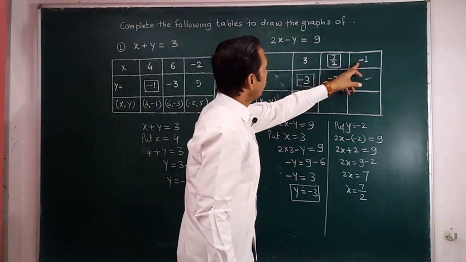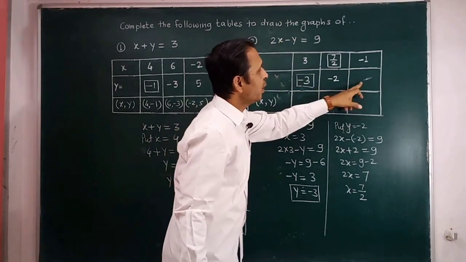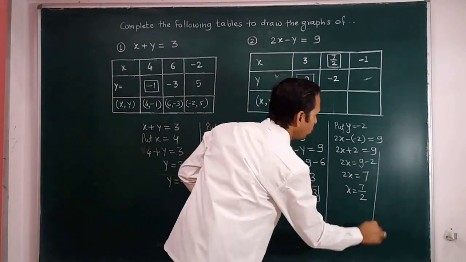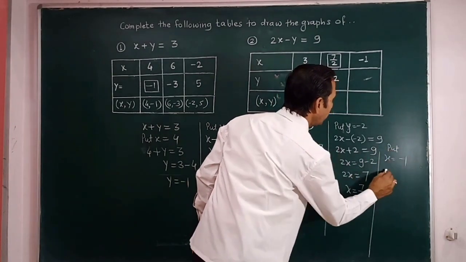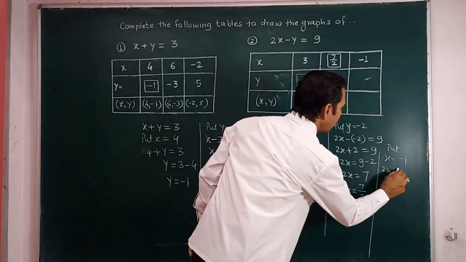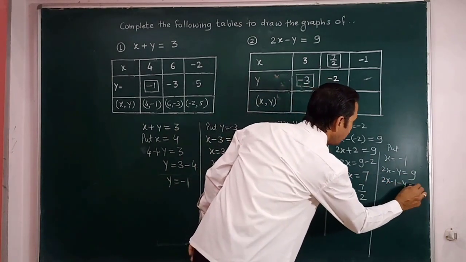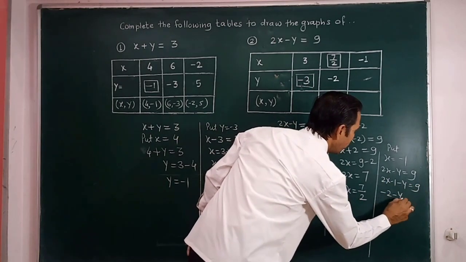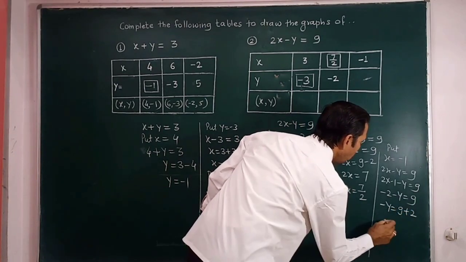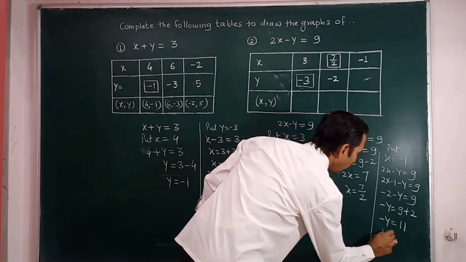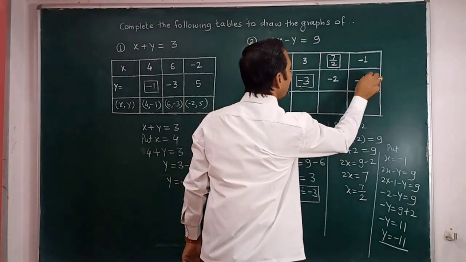Now again if you put the value of x as minus 1, then you can fill the value of y here. Put x is equal to minus 1, then what happens? 2x minus y is equal to 9, and hence 2 into minus 1 minus y is equal to 9, that is minus 2 minus y is equal to 9, minus y is equal to 9 plus 2, and that's why minus y is equal to 11 and y is equal to minus 11, and that's why right here minus 11.